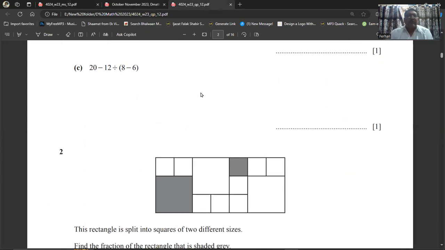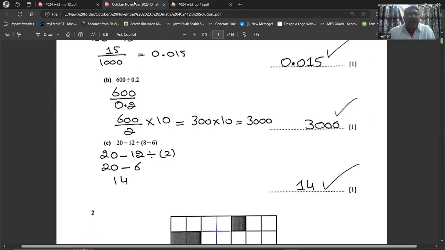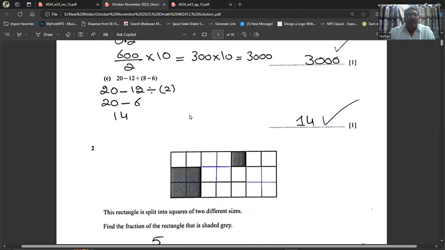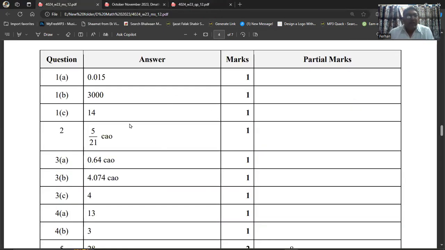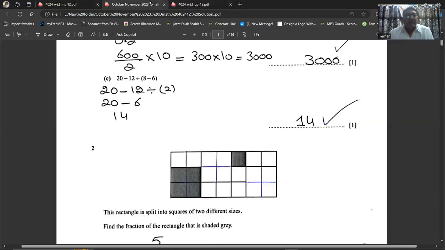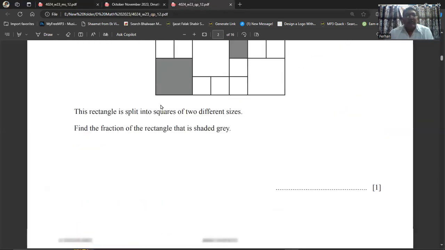Okay, the next question is question number 1, C part, a 1 mark question. It's on BODMAS. 20 minus 12 divided by bracket start, 8 minus 6, bracket close. First of all, I will solve inside the bracket, then I will do the division, and then at the end we will do the subtraction. So 8 minus 6 is 2. So 12 divided by 2 will be 6. So 20 minus 6 will be 14. So our answer is 14, and it is the right answer. This is the solution.